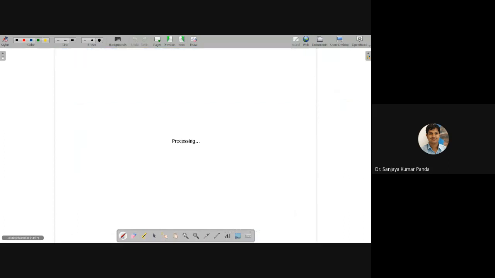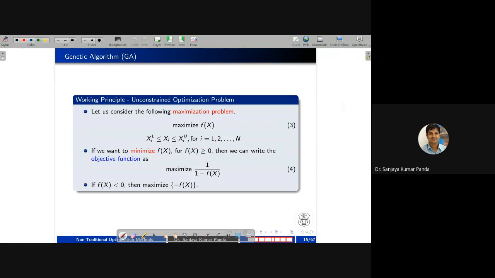Now, let us take a small example to understand what we discussed till now. Let us consider a maximization problem. Let's say your problem you have modeled as f of x. f of x may be x square minus 2x plus 5, something like this. So our objective is to maximize f of x.